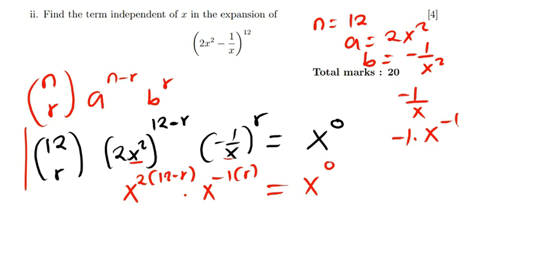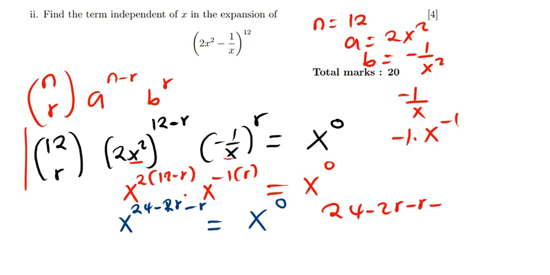So there we go. I can clearly see that this is going to be x to the power 2 times 12, which is 24, minus 2 times r, it will be 2r. Okay, so now if the bases are the same, we add the powers. So now this is going to be added. This is the same as negative r, so I'm going to say minus r is equal to x to the power 0. So since these are the same, you just equate the powers to each other. So in this case I'm going to equate the powers, which is going to be 24 minus 2r minus r is equal to 0.